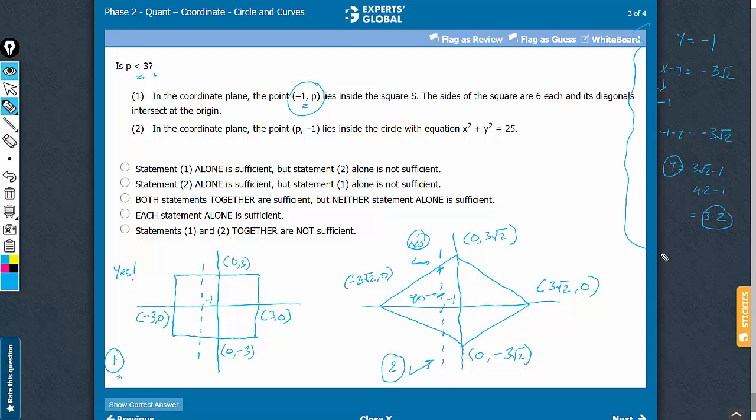Once again, you did not have to do this. The point is that yes and no both are possible. Statement 1 is not sufficient. Look at statement 2 now.